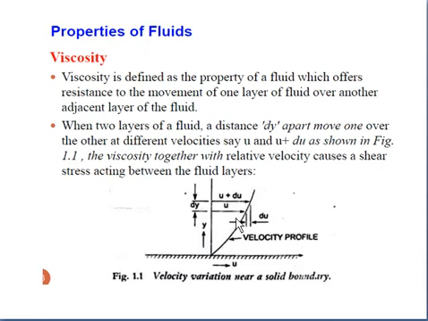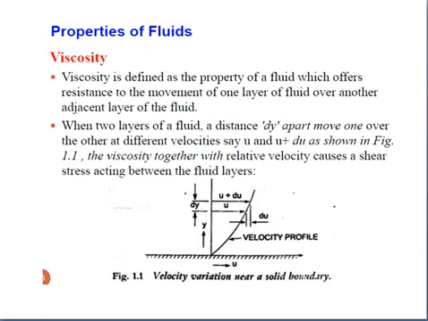Can you imagine what happens when these velocities are different? Due to the higher velocity of the upper layer, it tries to move much faster than this layer. Then what happens? A shear is developed between these two layers, and due to that shear there is a development of shear stress between these two layers.